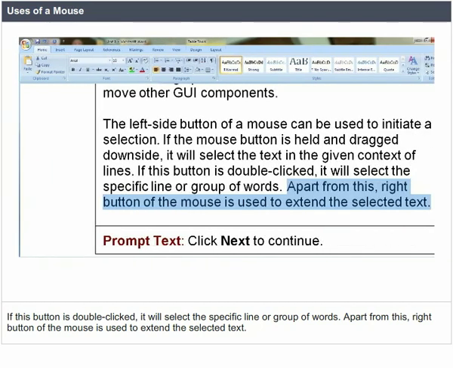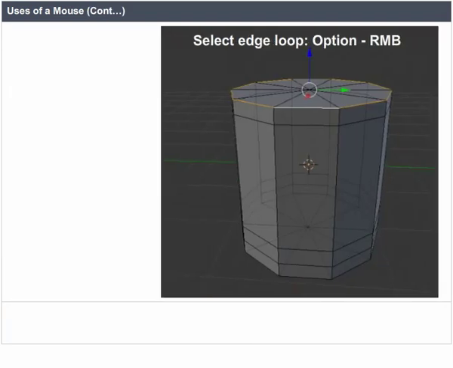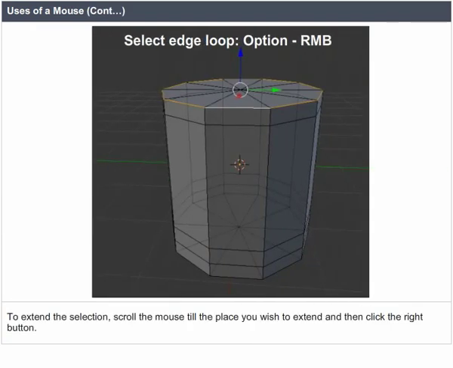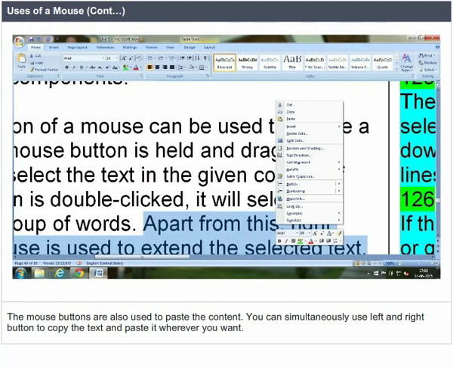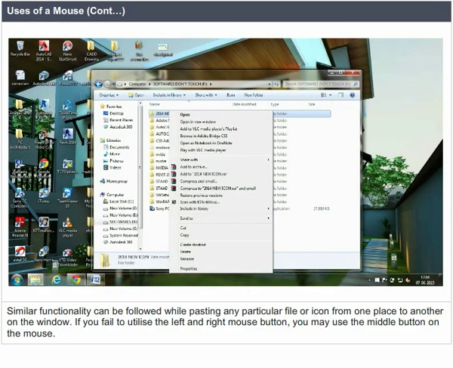Apart from this, the right button of the mouse is used to extend the selected text. To extend the selections, scroll the mouse to the place you wish to extend and then click the right button. The mouse buttons are also used to paste the content. You can simultaneously use left and right button to copy the text and paste it wherever you want. Similar functionality can be followed while pasting any particular file or icon from one place to another on the window.